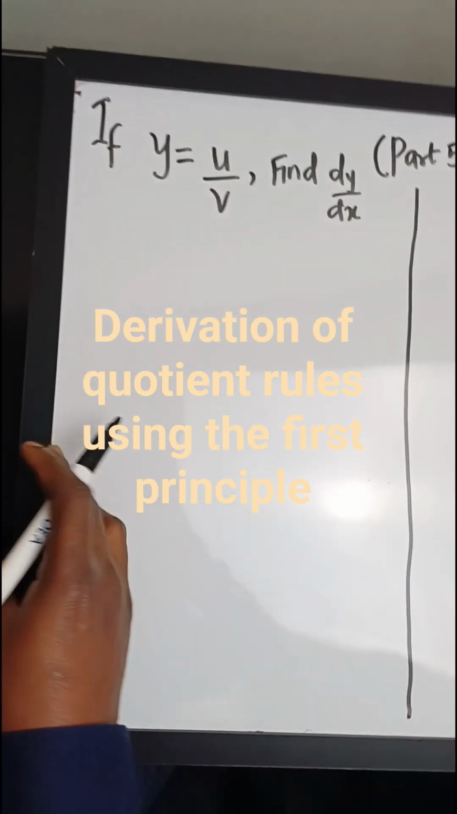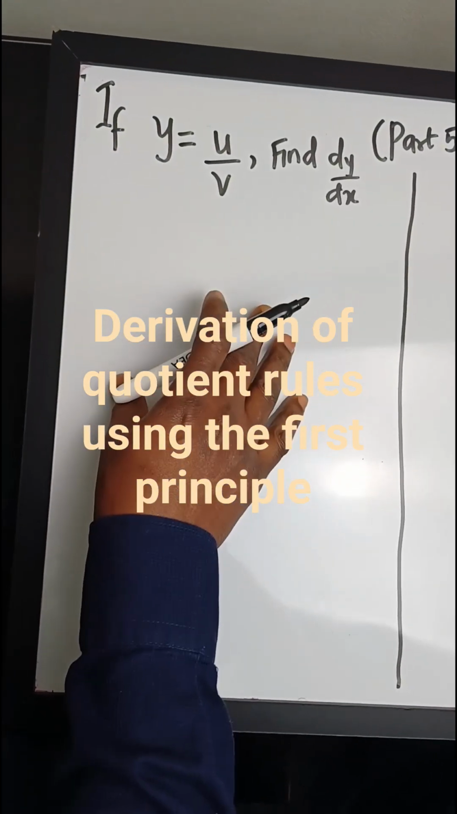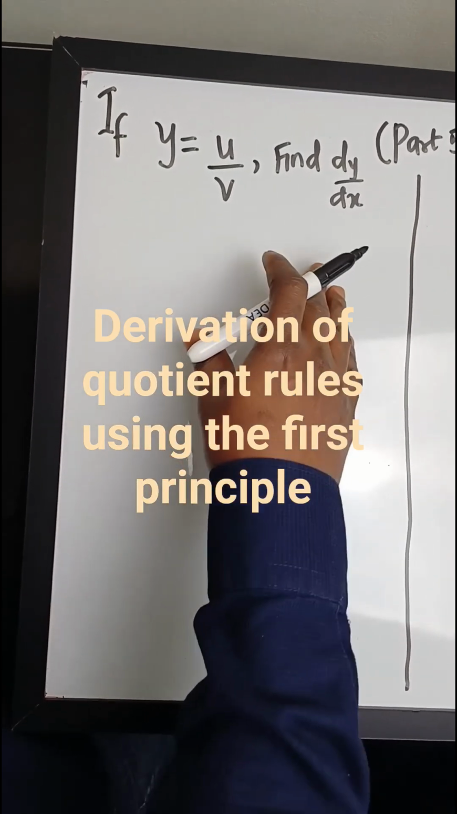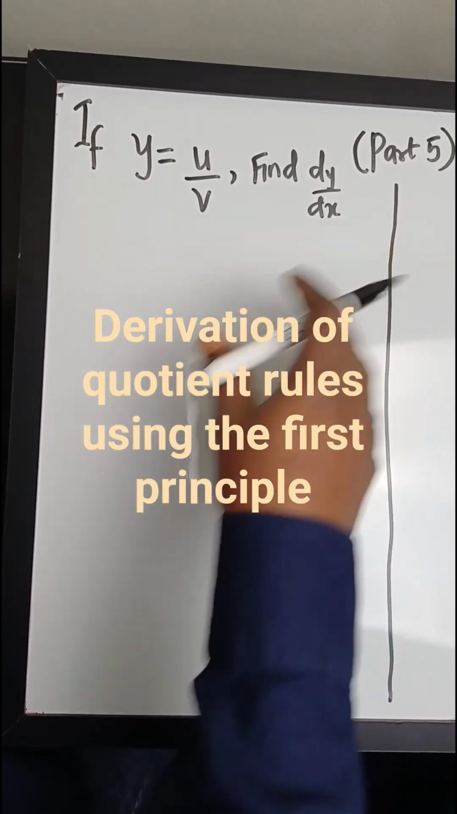Hi everyone, let's solve this problem. y equals u over v. Find dy/dx. Part 5.